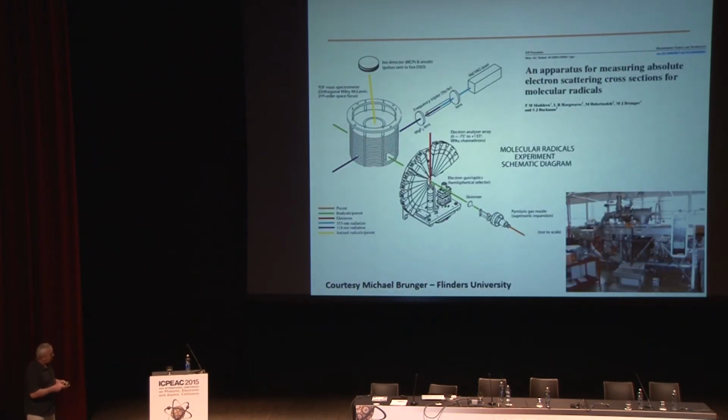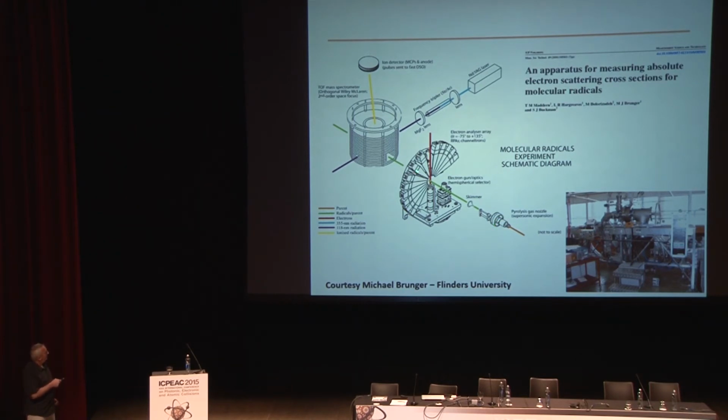This is the apparatus that was used to study these. This is from Michael Brunger's group at Flinders University in South Australia. This is really a tour de force experiment in my view. Michael's group made a radical source, which was a pyrolysis gas nozzle, which was also a supersonic jet, so a nozzle and skimmer, and this was operated at about 1,000 degrees centigrade typically.